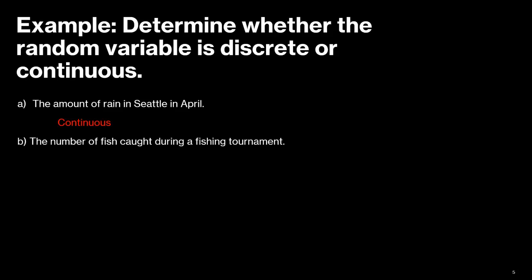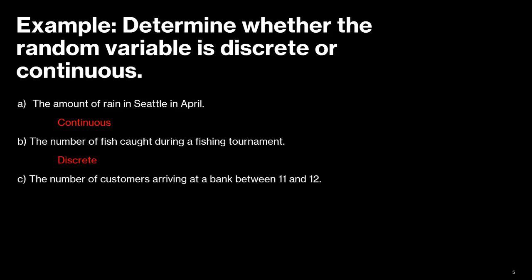The number of fish caught during a fishing tournament. You can catch 1 fish, 2 fish, 3 fish, 4 fish, 5 fish. Can you catch 5.5 fish or 5.25 fish? Nope, you cannot. So this would be a discrete random variable. The number of customers arriving at a bank between 11 and 12. You can have 1 customer, 2 customers, 0 customers, 4 customers. But can you have 4.4 customers or 4.5 customers? Nope, you cannot. So this would be a discrete random variable.